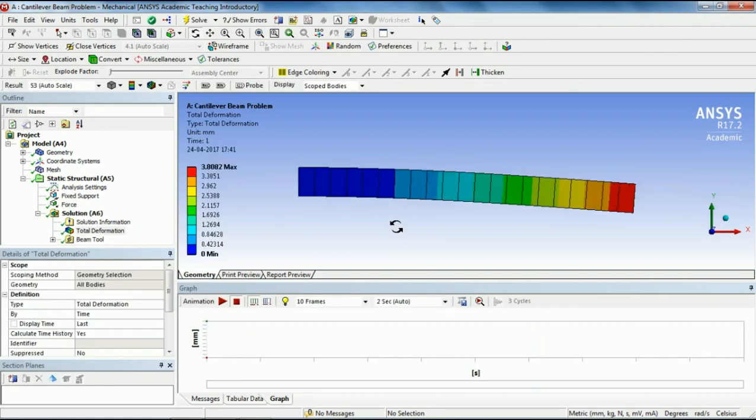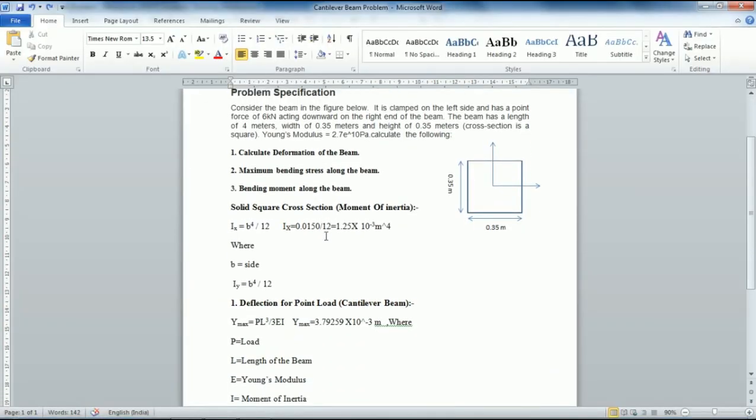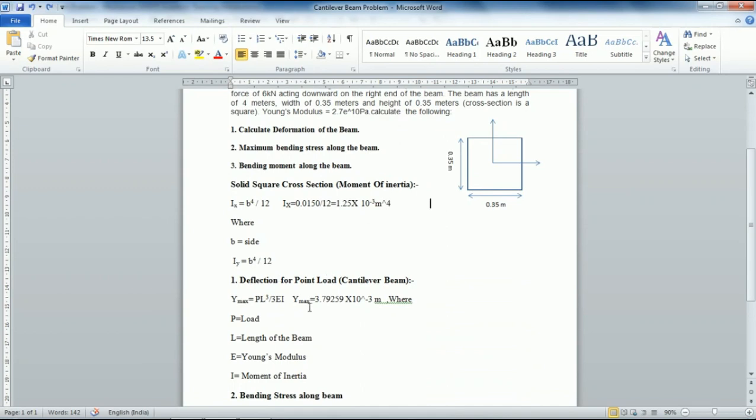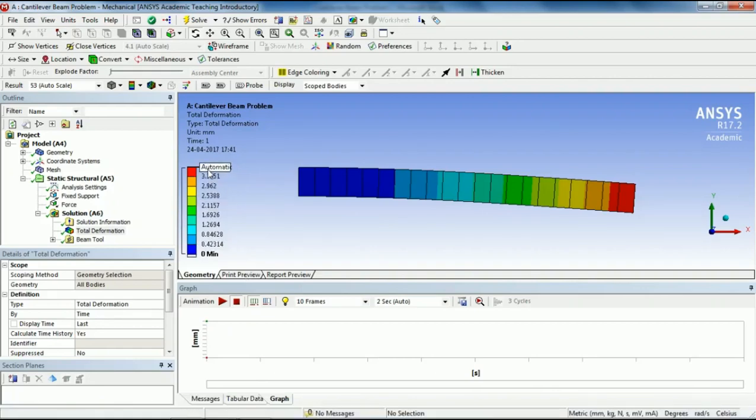So you see our model is solved. Now you can see that the total deformation here is 3.8 millimeter. Now if we go to our problem and see our analytical results, that is the deflection for the point load, see that the deflection is 3.79 millimeter. So our ANSYS result is pretty close to it. And one thing here is to notice that our finite element method does not provide us the accurate results. It basically gives us the approximate results of the problem.